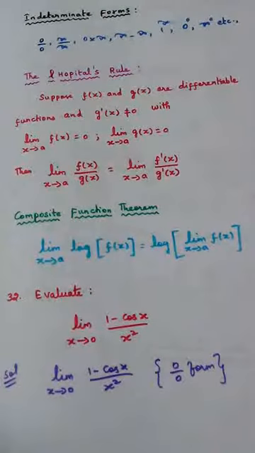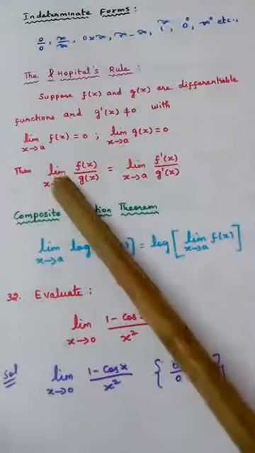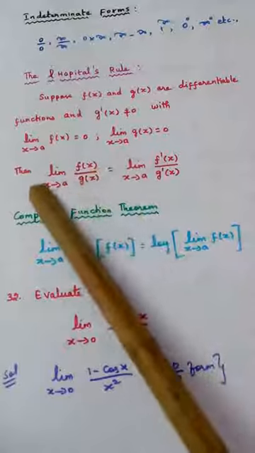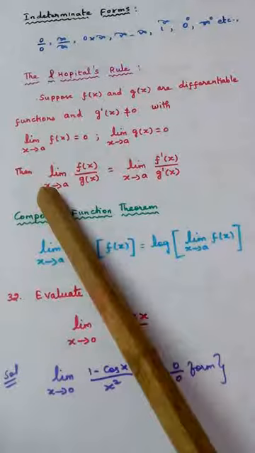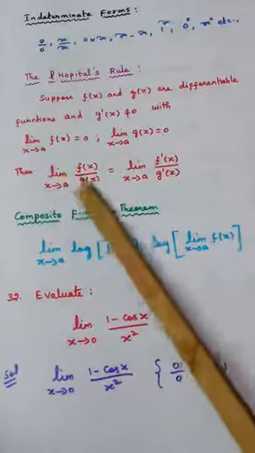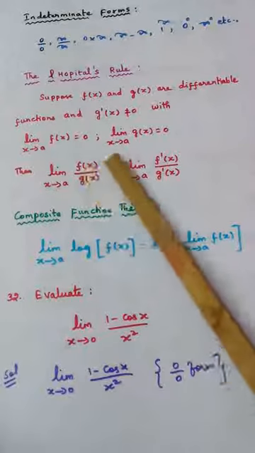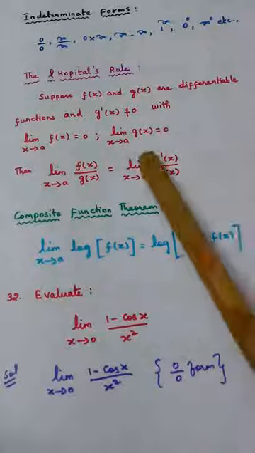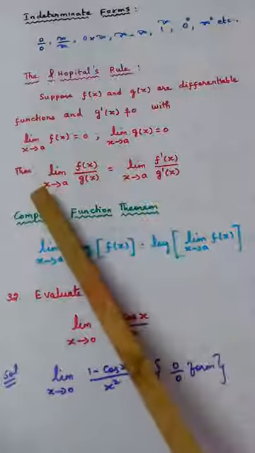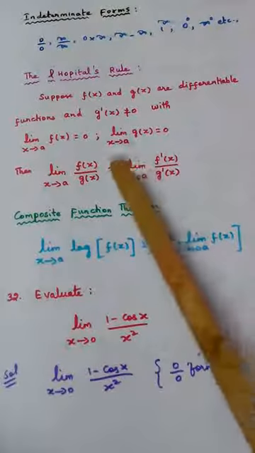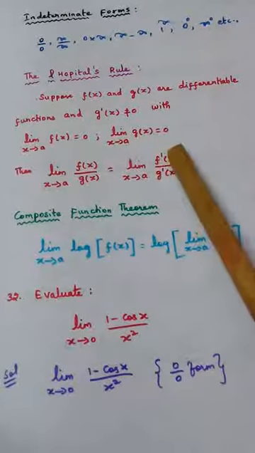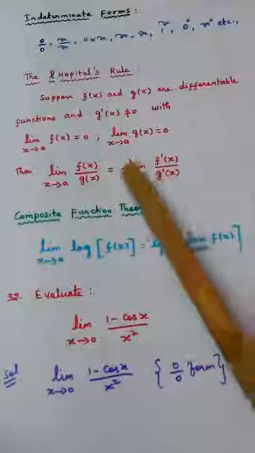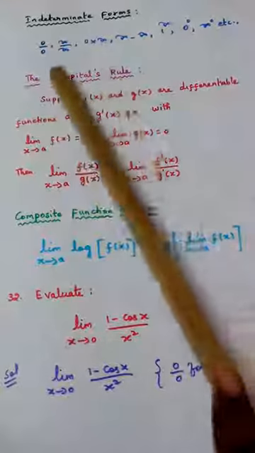What guarantee does L'Hopital rule give us? L'Hopital rule gives the guarantee that when we have an indeterminate form, that is 0 by 0 or infinity by infinity, it can be replaced by another limit where the limit does not vary. X goes to a means here also x goes to a. What we have to do? Differentiate the numerator separately, differentiate the denominator separately, then apply the same limit. That is what L'Hopital rule says.